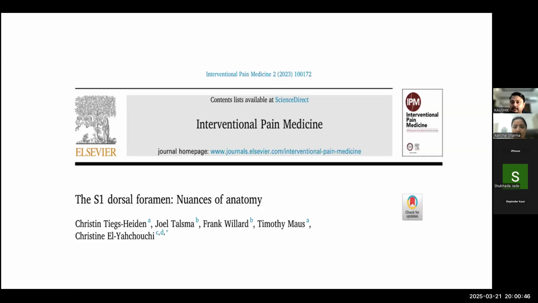Is the nuances of the S1 dorsal foramen. And this is from a study which was published from Elsevier.